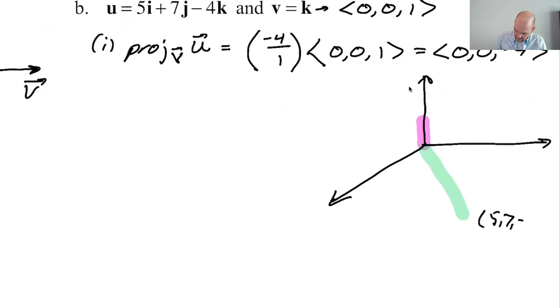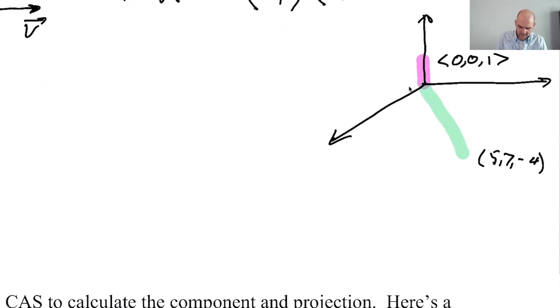5, 7, -4. And then this is the vector 0, 0, 1. So I think, well, actually, why am I making an ordered pair? Let's make it a vector. And also, what happened to my handwriting here? So 5, 7, -4. Okay.